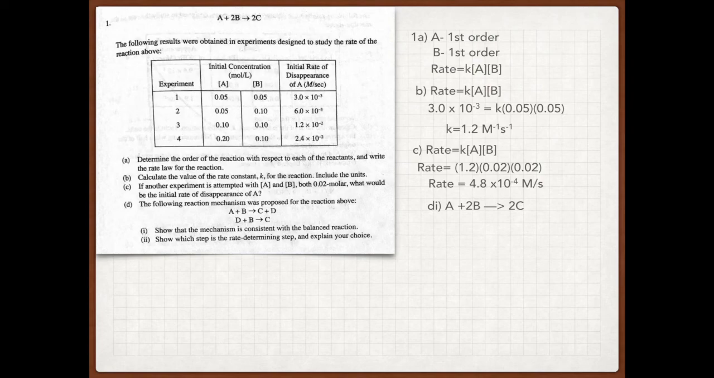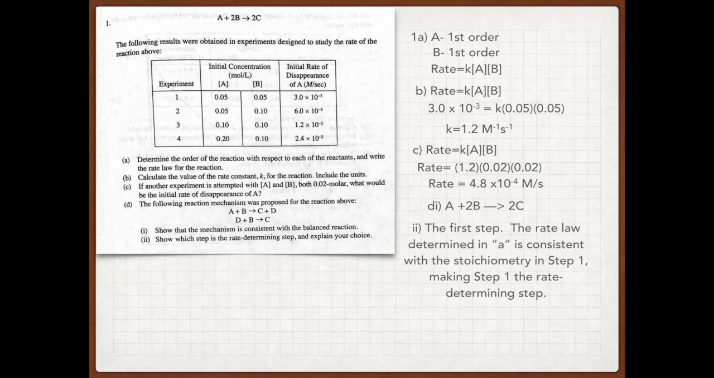So if my slow step were my rate determining step, then it would be rate equals K times my concentration of A times my concentration of B, and that's what I have. So that would be my answer, and then it says explain your choice. So you need to make sure to explain it.